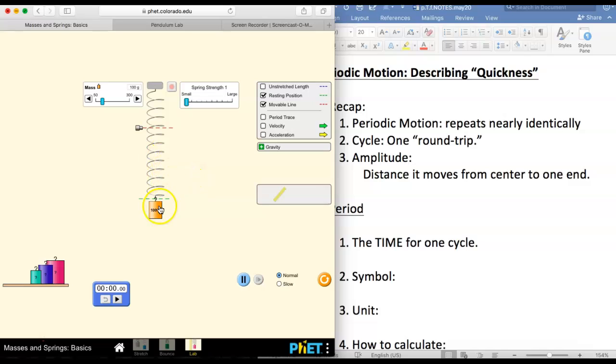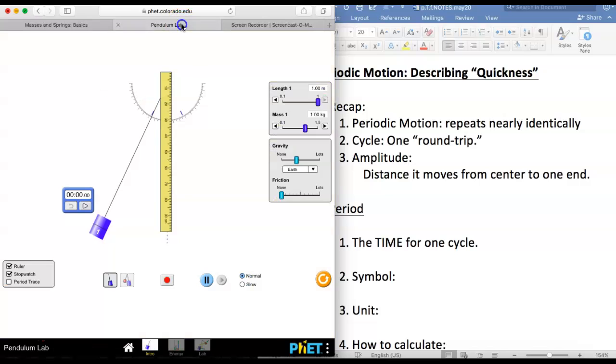Let's start this motion again. I'll start it by taking the brick up to here and letting go. Okay, so amplitude is a distance, and it's a distance from the center of the motion to one end of the motion. So if I took a ruler and measured the amplitude, I would measure from here to there. That's a distance, so it would be in centimeters, meters, or feet, or that sort of thing.